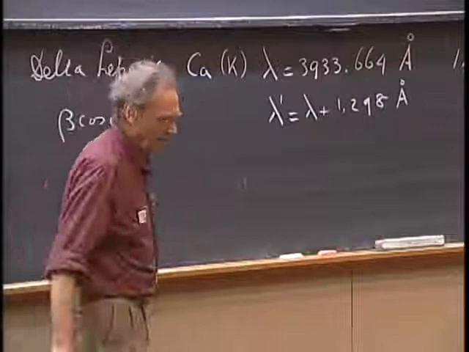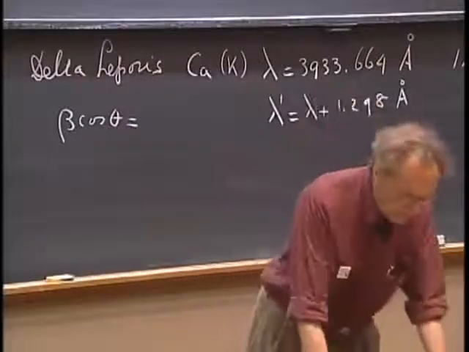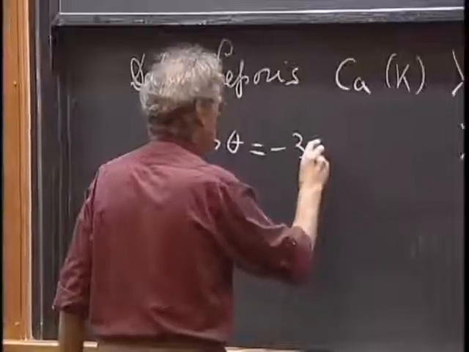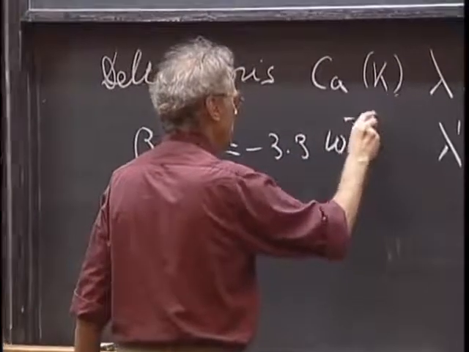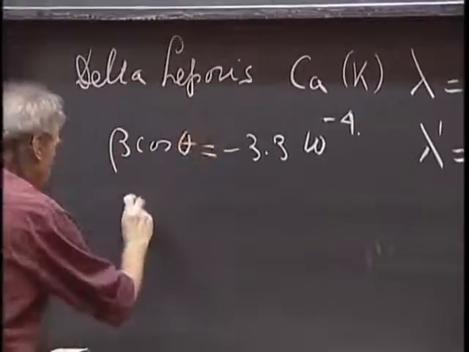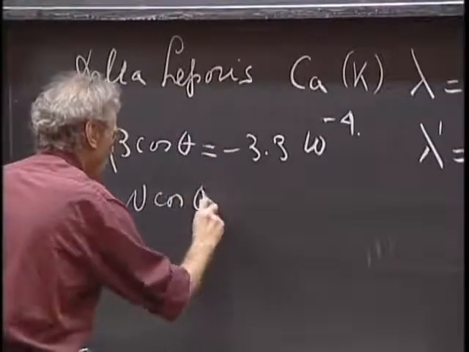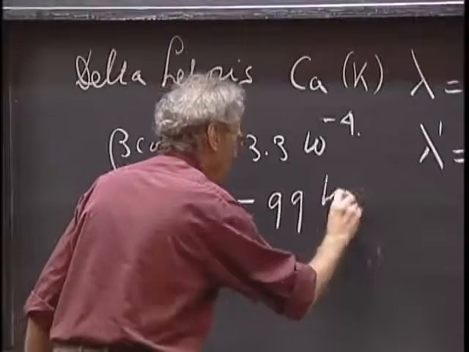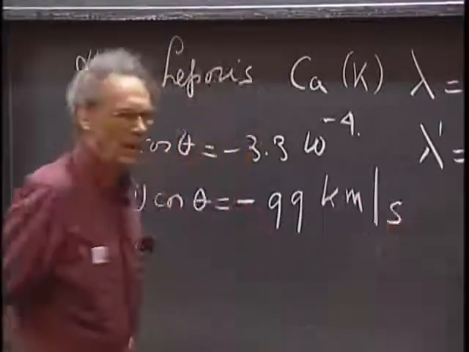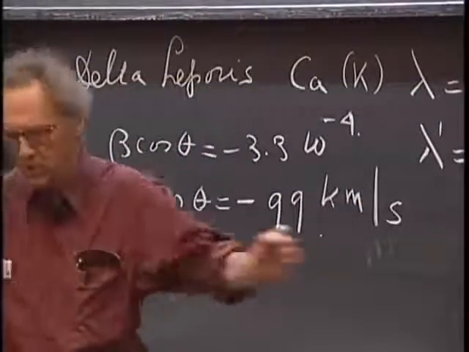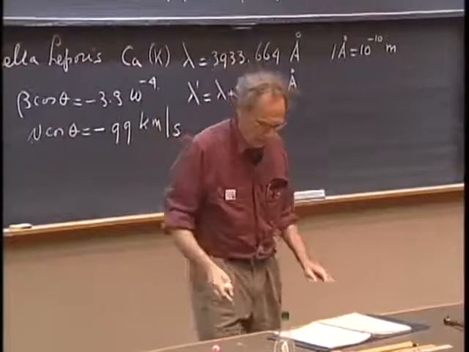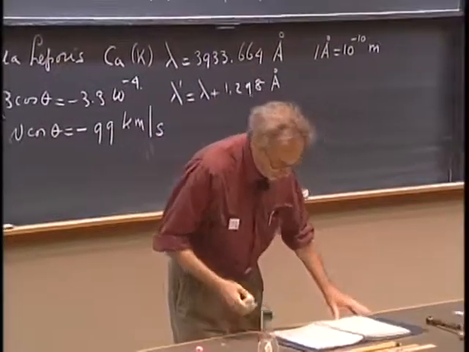If you use that relationship and the Doppler shift equation, you get minus 3.3 times 10 to the minus 4. And so you multiply that by c, and then you get that v cosine theta is then very close to minus 99 kilometers per second. And so we are moving away from each other radially. I have no information in this direction, radially with about 100 kilometers per second.